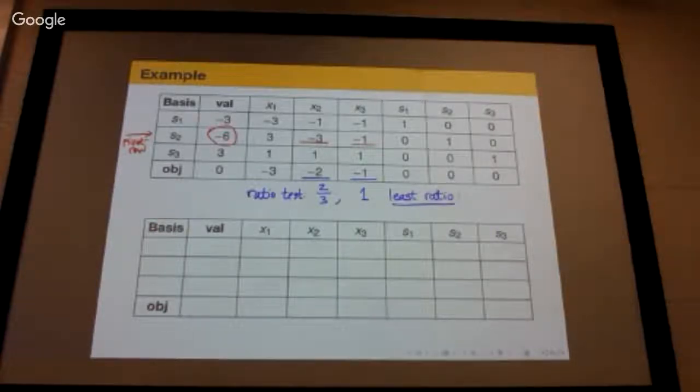Again, I picked the least ratio as we were used to. So the least among them is the 2/3, which indicates that this 3 should be the pivot element. Or -3 rather, sorry.